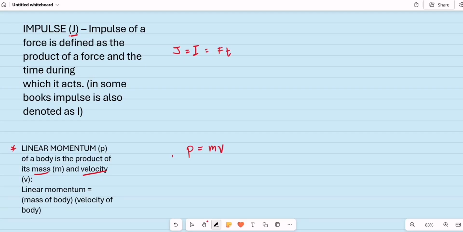So what is the relation between impulse and momentum? Basically, the impulse is equal to the change in momentum. So if we have time intervals, force times the change in time will be equal to the mass with the corresponding change in velocity. So this is the basic relation between impulse and momentum.